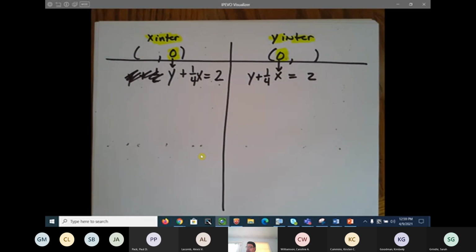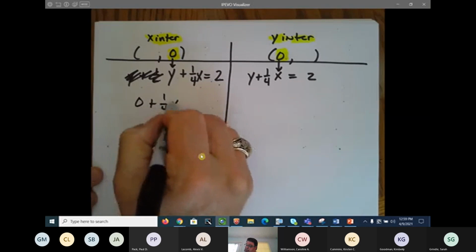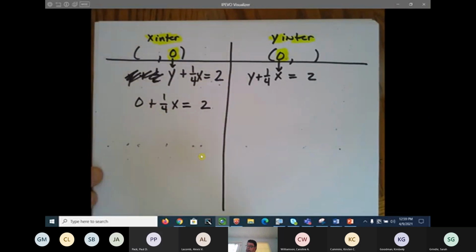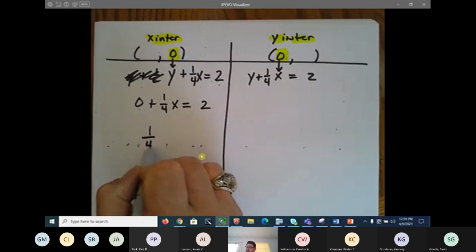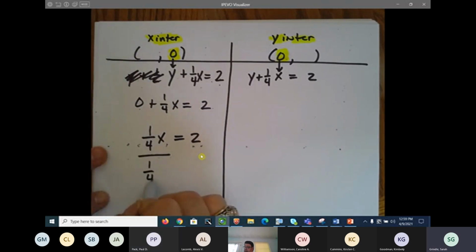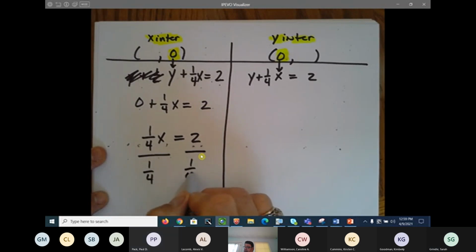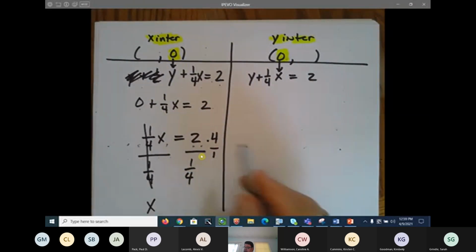And that's going to be 0 plus 1/4 x is equal to 2. 0 plus 1/4 x is 1/4 x. How do I get rid of multiplying by 1/4? Divide. Divide by 1/4. Which means that you're going to multiply by 4 over 1. So that is 8.